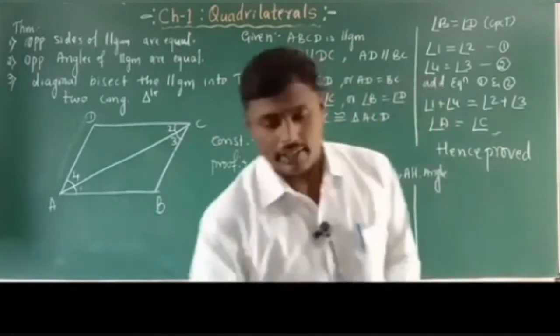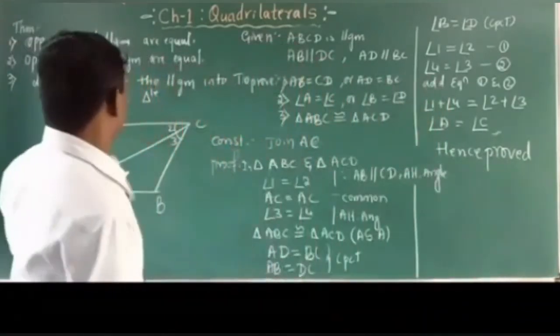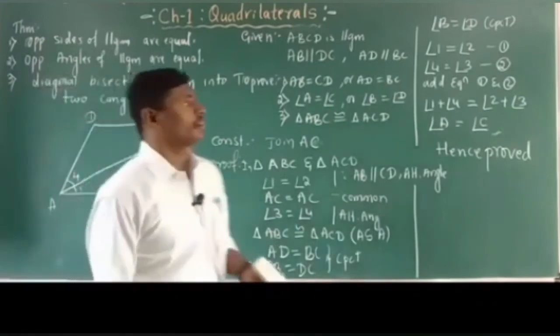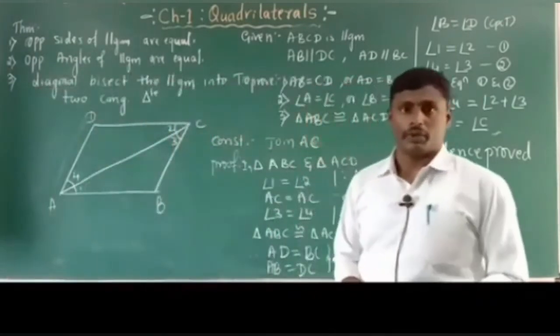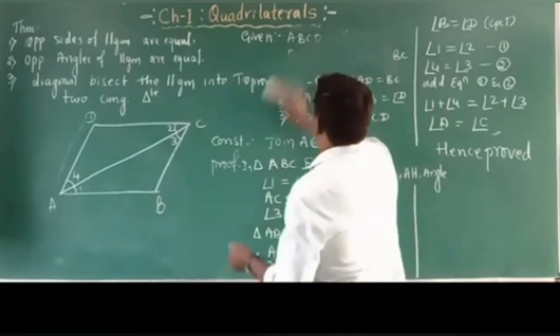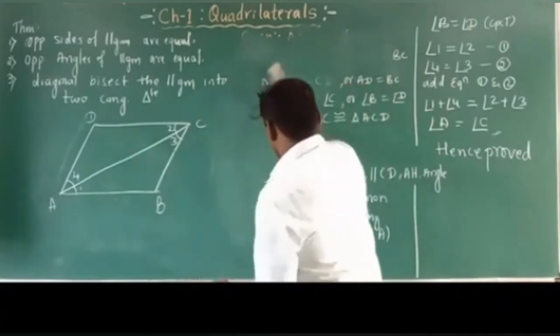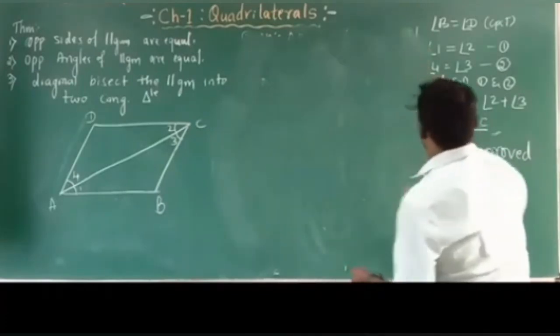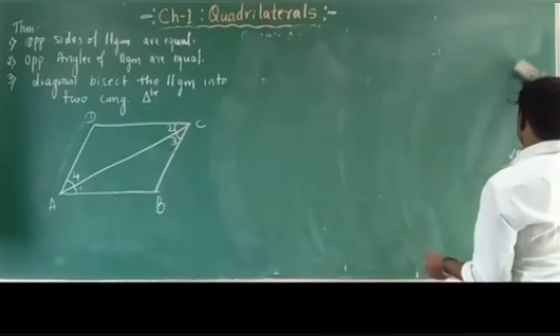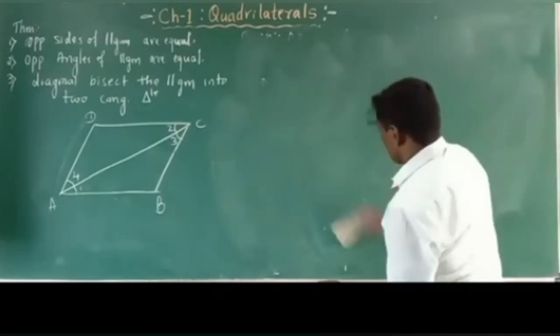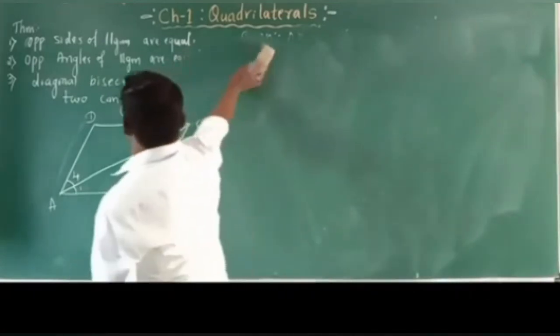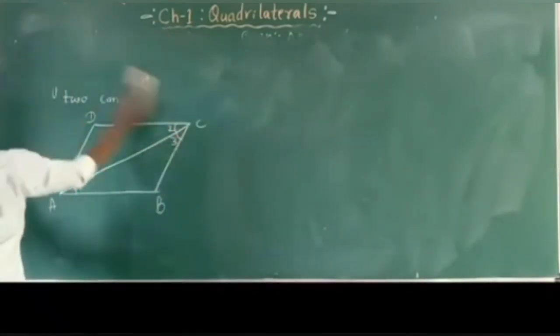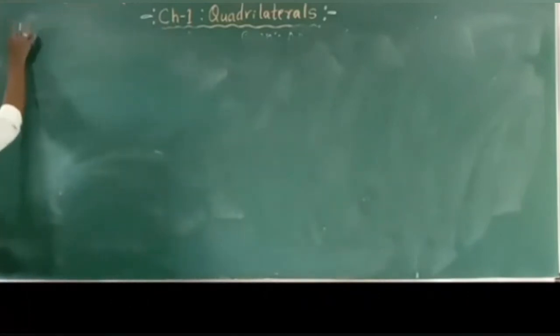Okay, next take one more theorem, again on the basis of the parallelogram. What is that theorem? The diagonals of the parallelogram bisect each other. The statement of the theorem is: the diagonals of the parallelogram bisect each other.